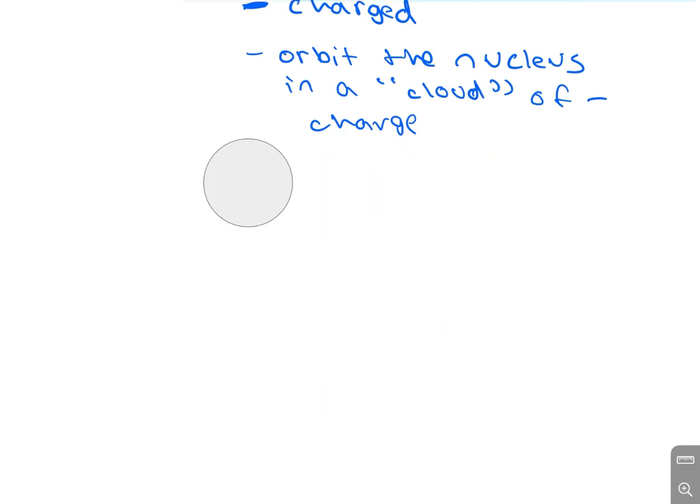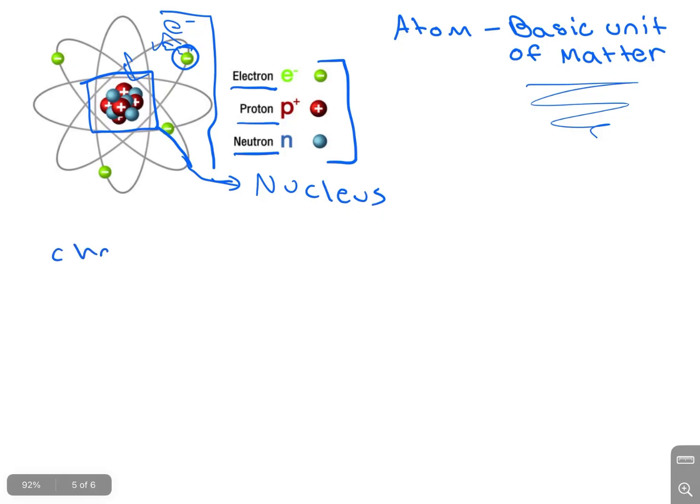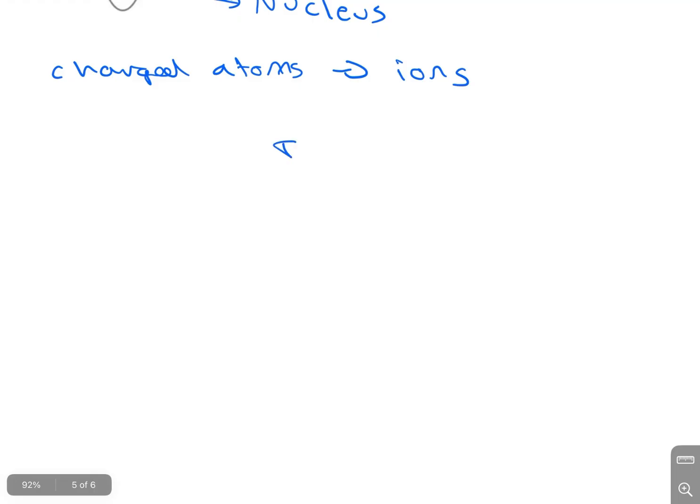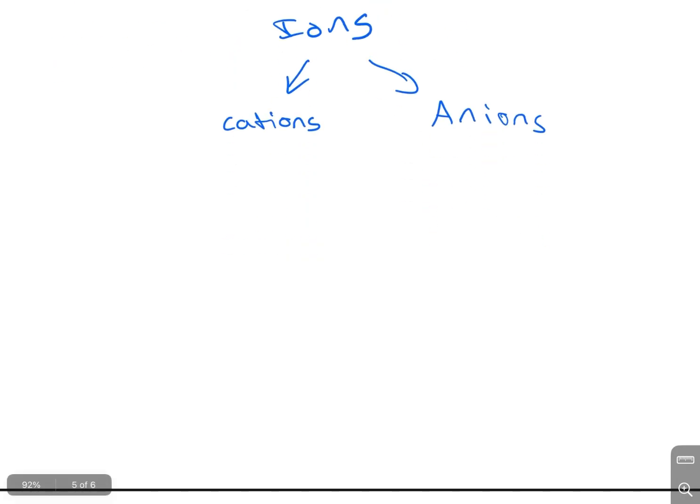And so, up next, let's talk about ions. We just talked about charged atoms, right? Charged atoms we can also call ions. So, what are ions, you may be wondering? Let's talk about them. Ions have two types, cations and anions. And cations are positively charged atoms.